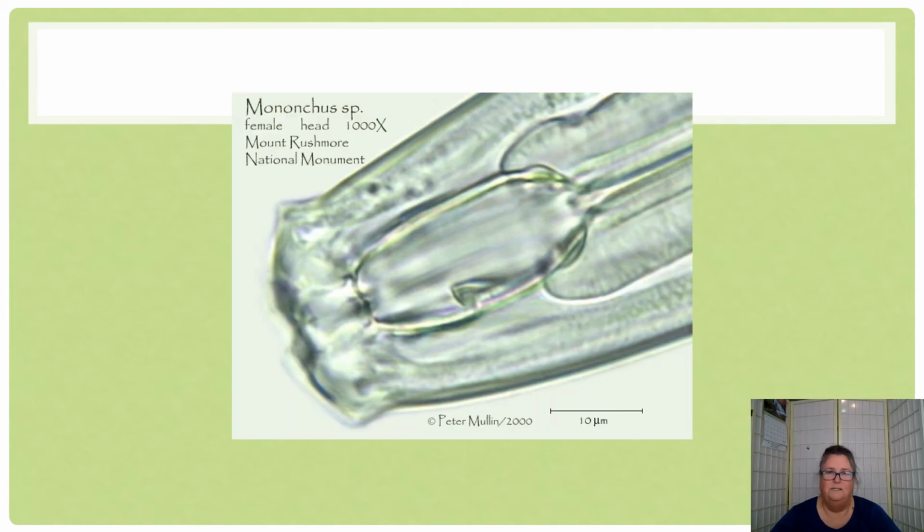All right, let's go. Monachus. This is a predatory nematode. See this big mouthpiece here? This is a light micrograph. It eats other nematodes, right? So it can consume other nematodes. This is considered beneficial. It will eat the plant parasitic nematodes.